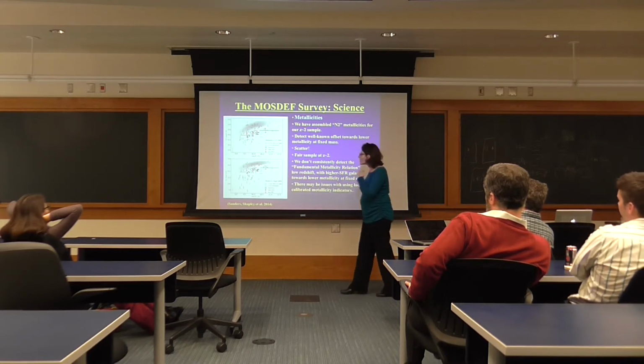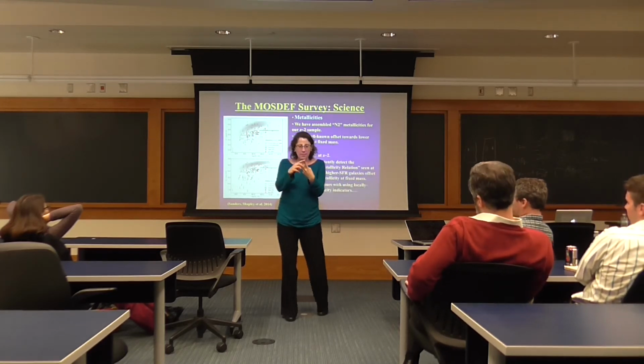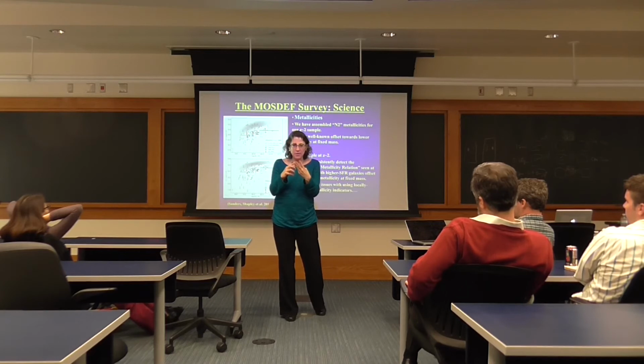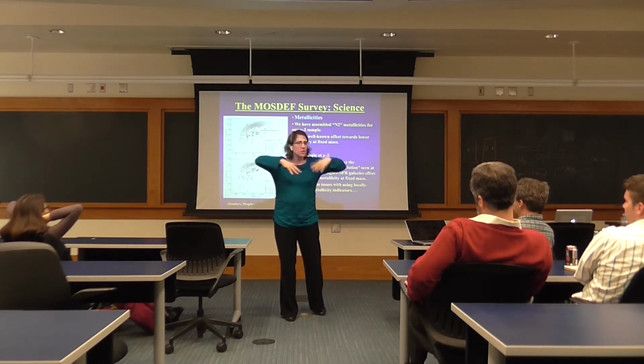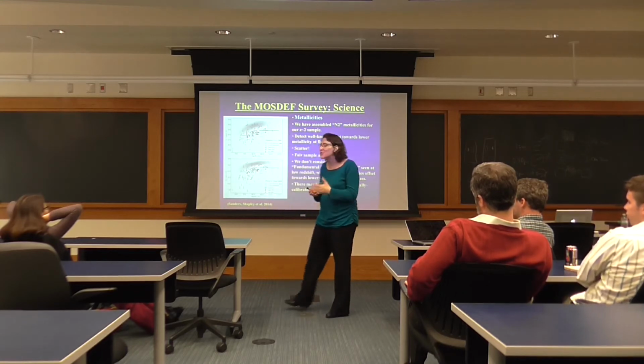whether or not there's this so-called fundamental metallicity relationship, which is that relationship among mass, metallicity, and star formation rate. So whether or not we infer this offset towards lower metallicity for the higher star formation rate galaxies depends on which indicator we use for metallicity. Okay, so this is really troubling.